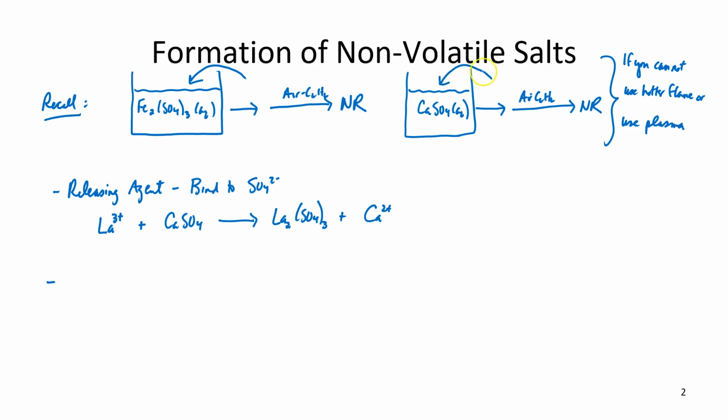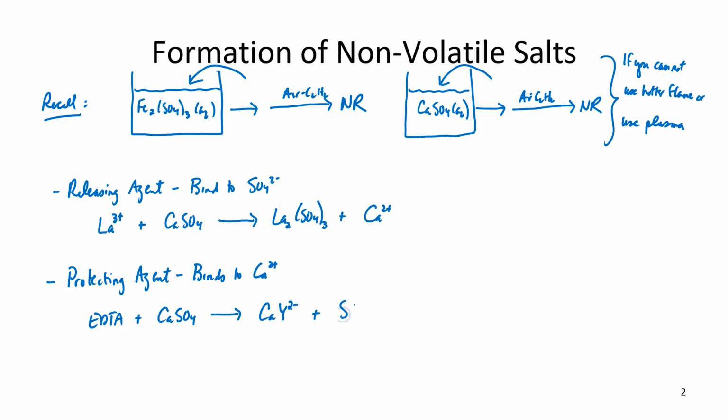Another so-called matrix modifier that you might want to use would be a protective agent or a protecting agent, which binds to the calcium, protecting it from the sulfate. And can you think of a ligand that binds to calcium? I sure hope so. I hope EDTA popped into your mind. You can add EDTA to your samples, again containing this non-volatile salt. That EDTA will bind to the calcium, protecting it from the sulfate, and this can be atomized. That air acetylene flame is hot enough to break down the EDTA and produce gaseous calcium atoms in the flame.